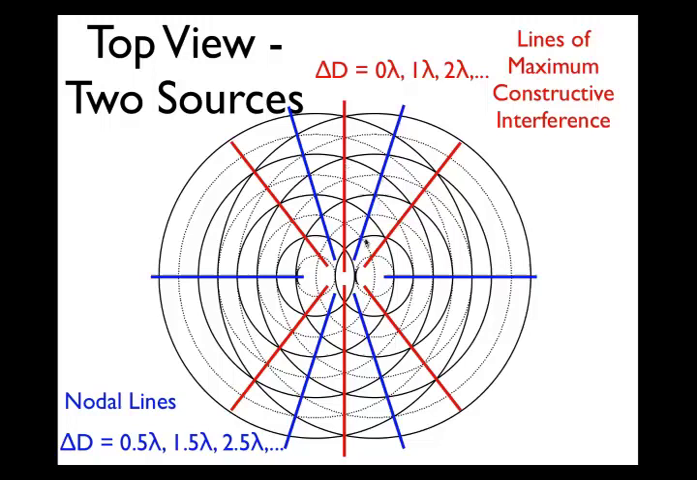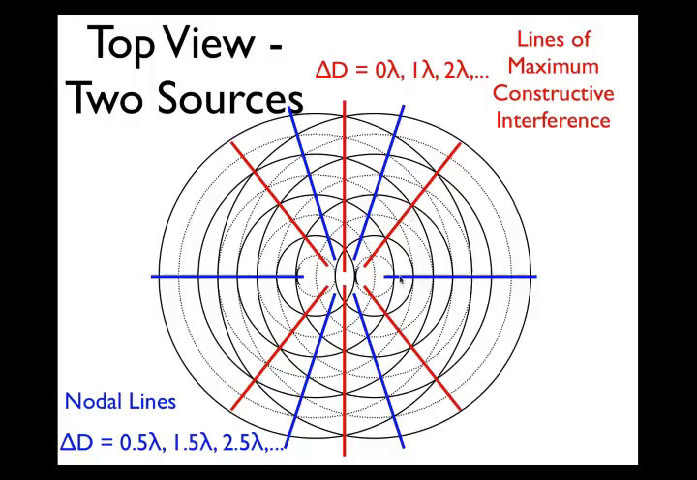If I pick the blue line where I get nodal lines or destructive interference, every point on that line is 1/2 wavelength further from the source on the left than it is from the source on the right. Then I find another maximum constructive interference line, and everywhere along this line, those points are one whole wavelength further from the source on the left than they are from the source on the right, and that produces constructive interference again.